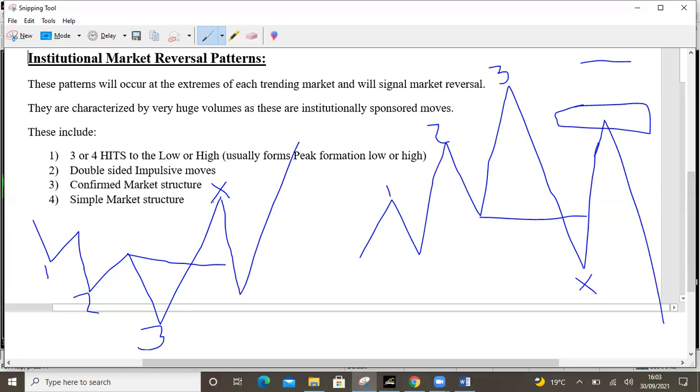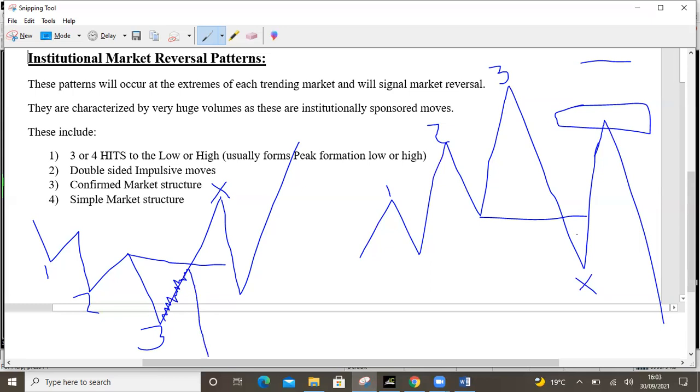not impulsive, what I mean is this, when the third low is hit, this move should be very fast, very huge candles. Okay, very huge candles should break structure. But if you find that on the third hit, the market is just very, very slow, it's not moving in an impulsive move, then you should expect the fourth hit. Okay, the same way here.